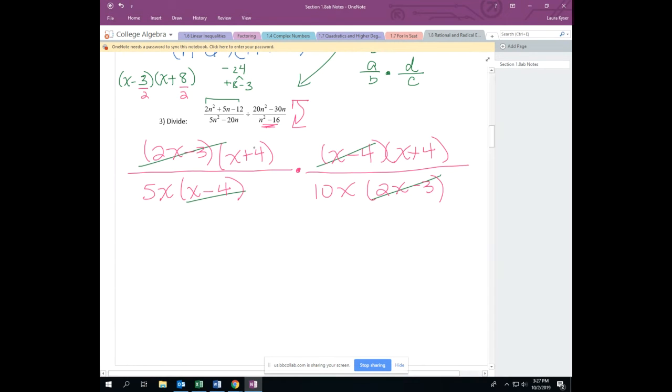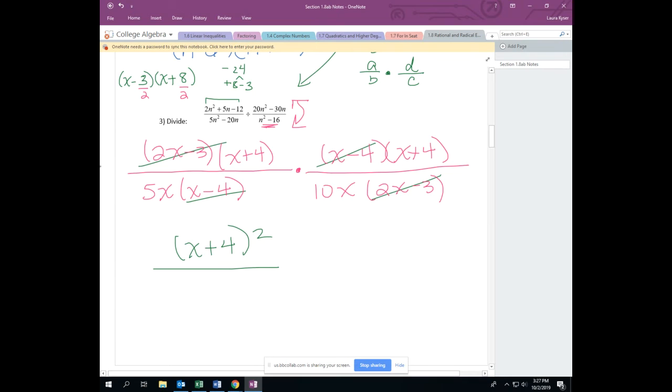Notice I have matching x plus 4s here, but they are on the same level. And if they're on the same level, they don't cancel. So you have to keep both of them. And you can write both of them next to each other, or you can write one of them with a square on the outside. Either way is fine.